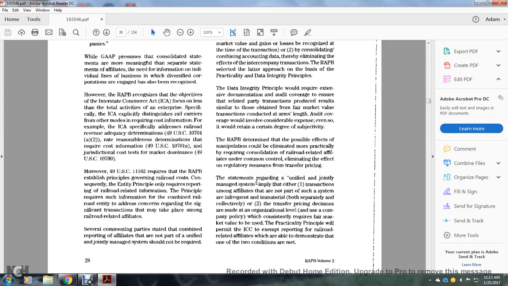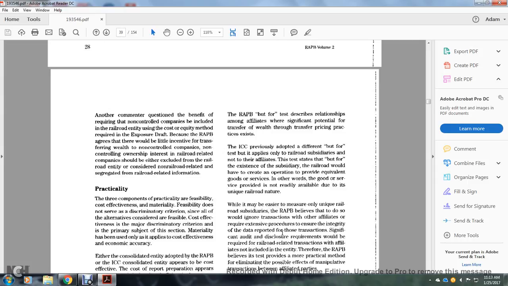A system regarded as a unified jointly managed system implies that the transactions of an affiliate which is not part of such a system are frequently material both separately and collectively. Two, transfer pricing decisions are made at the organizational level using company policy which consistently requires fair market value to be used. The practical principle would permit the Interstate Commerce Commission to exempt from reporting railroad affiliates which are able to demonstrate that one or two of the conditions are met.